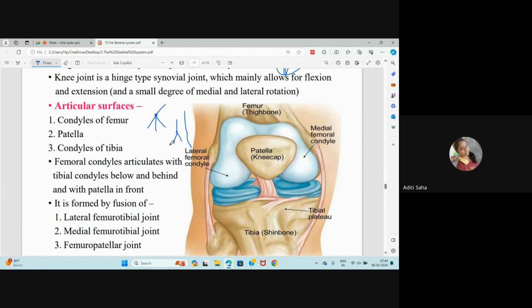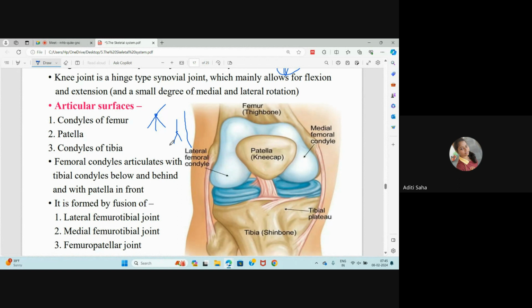If you see Supta Vajrasan, our lower leg resides beside our upper leg, not just below our upper leg. If it resides just below our upper leg, then it is in the midline. But if we are moving the lower leg inside, then it is medial. If we are moving our lower leg towards outside, then it is lateral.